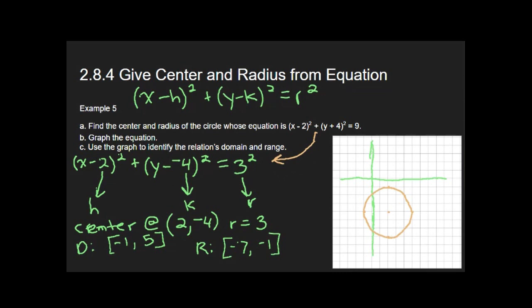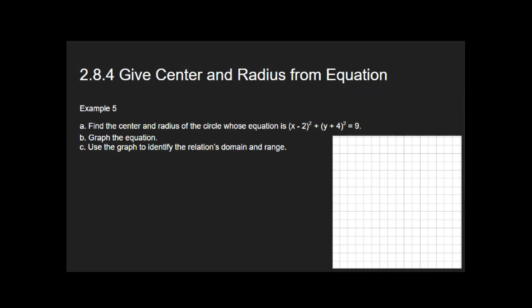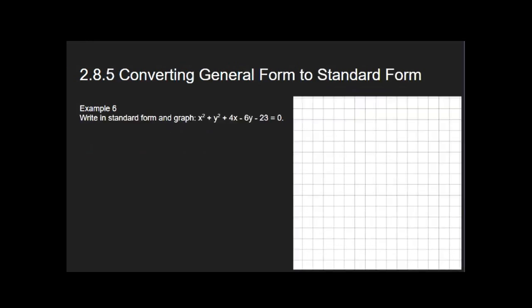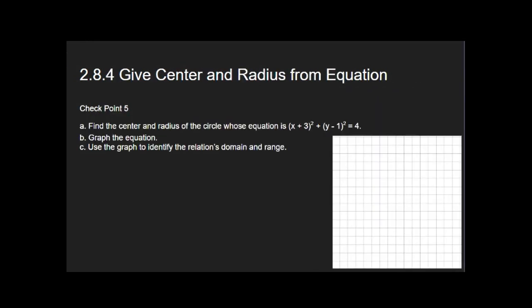Let's go ahead and do a checkpoint on this to see if you are understanding it. Oops, too far. Let's go back. Checkpoint 5. Find the center and radius of a circle whose equation is (x + 3)² + (y - 1)² = 4. Graph the equation, and then use the graph to identify the relation's domain and range. So you're doing the same thing on this one that we did on the previous one. Go ahead and pause the video, see if you can work it out on your own, and then come back and check to see if your answer matches mine.